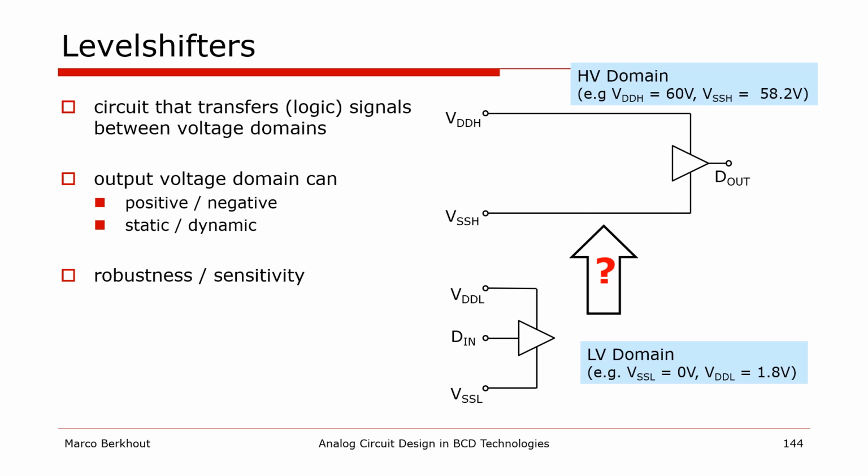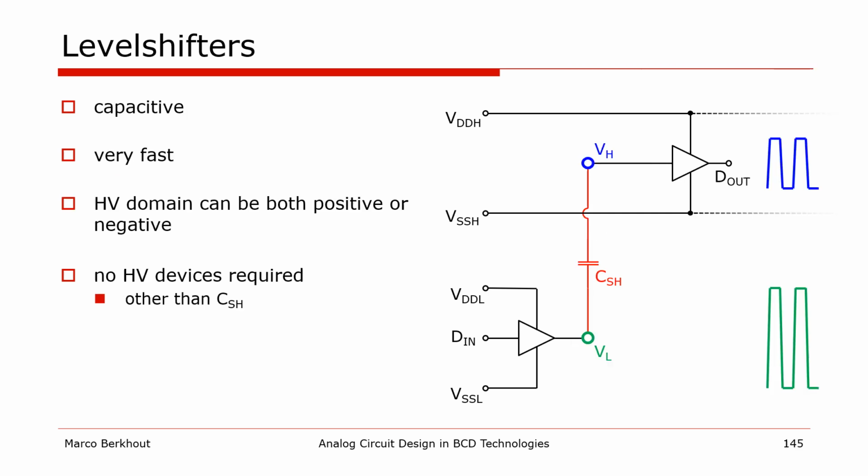A very simple means of level shifting is with a capacitor that essentially provides AC coupling between the input and output domains. Capacitive level shifters are very fast, nearly instantaneous, and also they are impartial to the voltage difference between the input and the output domain. They work equally well for positive and negative voltages. Finally, apart from the capacitor itself, no high voltage devices are needed, so they can be quite compact.